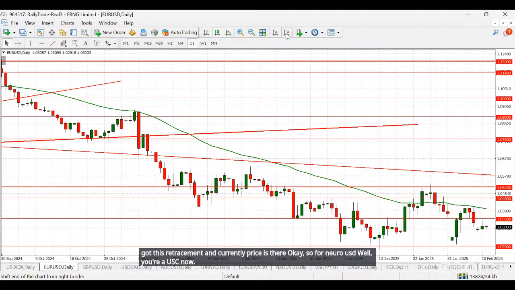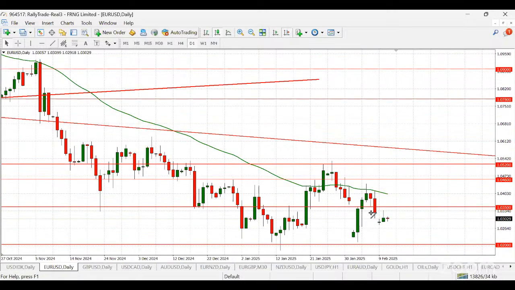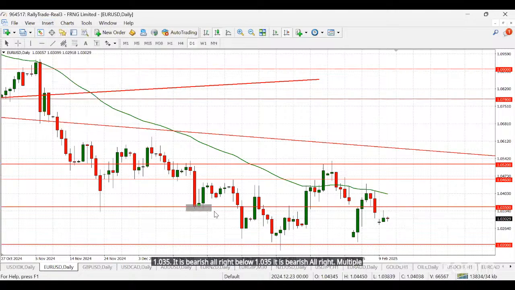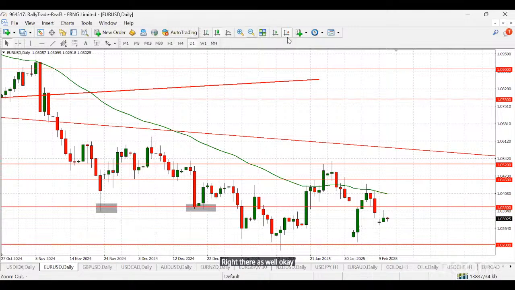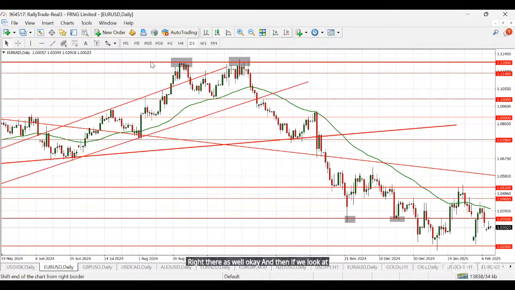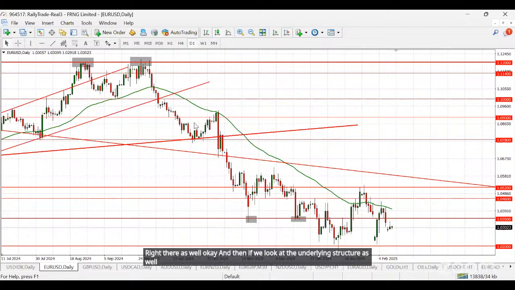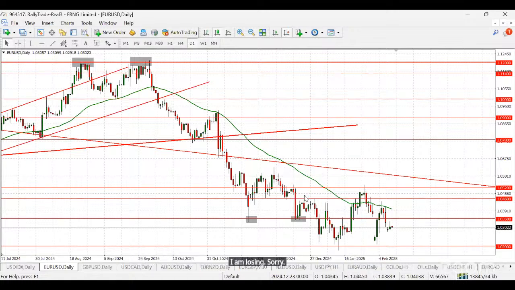Now, as it is below 1.035, it is bearish. Multiple attempts at 1.035, you see it right here as well. And if we look at the underlying structure, the underlying direction, this has been bearish since we got this double top pattern that's been playing out quite nicely, giving us a series of lower highs and lower lows.